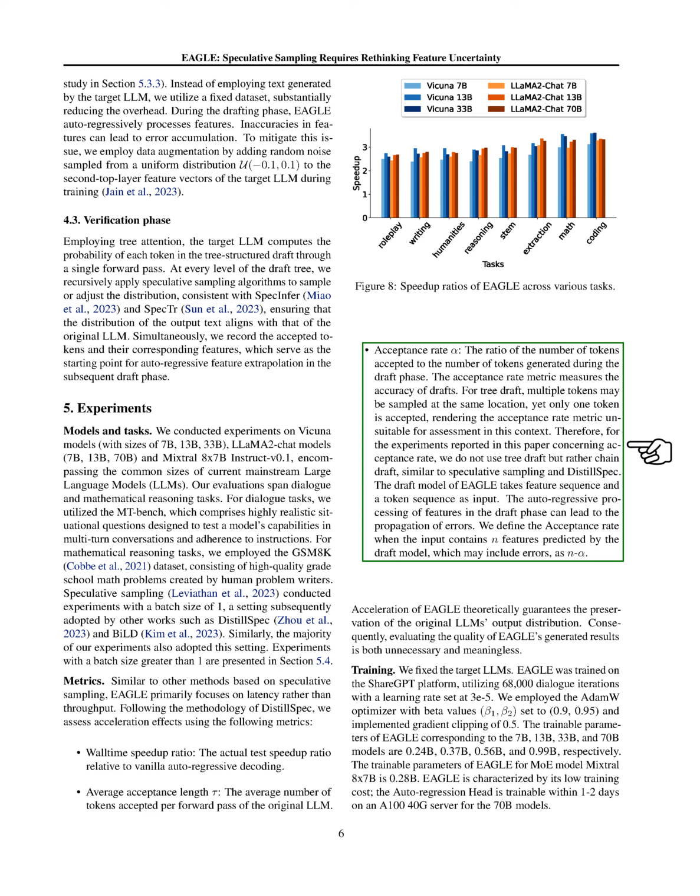Eagle was trained on the shared GPT platform, going through 68,000 dialogue iterations with a learning rate of 3E-5. We used the AdamW optimizer with specific settings and limited the size of the updates to make sure the training went smoothly. Depending on the model size, Eagle added between 0.24 billion to 0.99 billion trainable parameters, with the Mixtral model having 0.28 billion. Training Eagle was quite efficient. For the largest models, it only took 1 to 2 days on a powerful server.